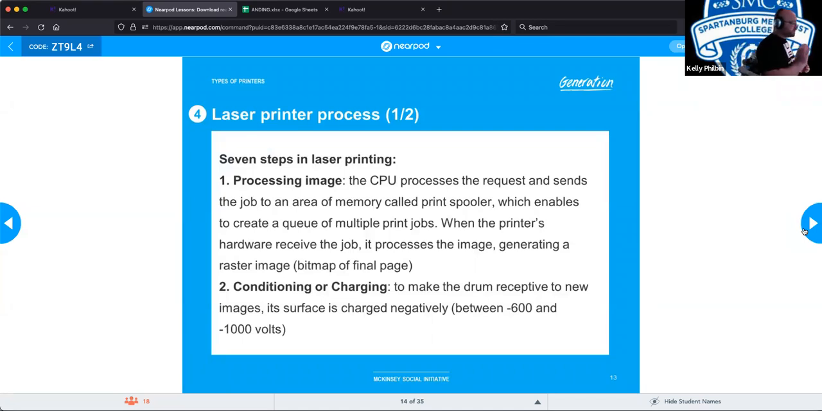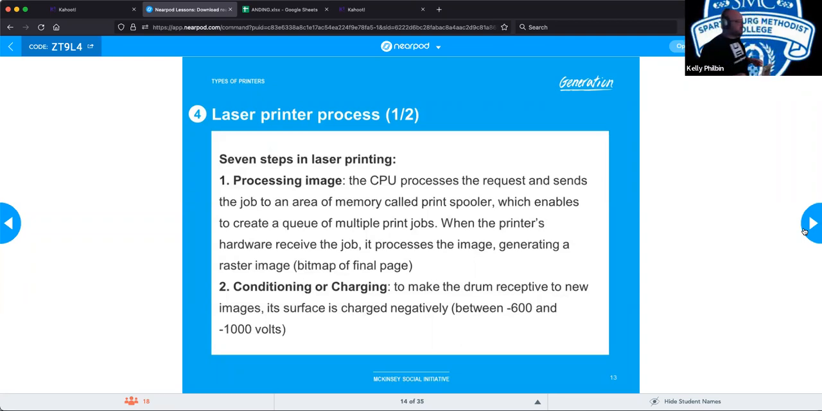So after this, when the hardware on the printer receives the job, it begins to process that image and starts to generate the image itself, essentially creating a bitmap for the final page. So it's processing that image, it's taking the information in, it's now processing what it needs to do.